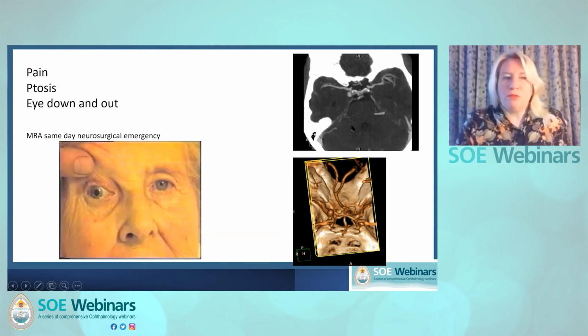So we would do an MRA on the same day in our hospital, but the imaging you use depends on the neuro center that you're at and what you can get. And if we look at the angiogram here, you can see there is the aneurysm, and in 3D reconstruction, it's really rather beautiful and showing there.